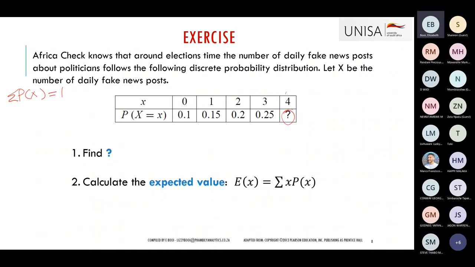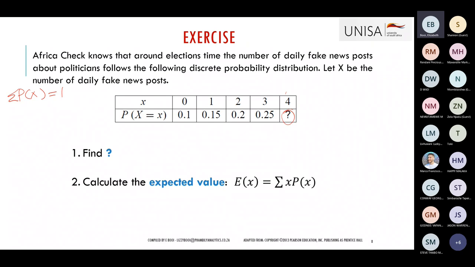So here we have: Africa Check knows that at election time, the number of daily fake news posts about politicians follows a discrete probability distribution. Let X be the number of daily fake news posts. Here we are given the outcomes: they can be 0, which is no fake news, exactly one daily fake news post, 2, 3, or 4, and their corresponding probabilities, but we don't have the probability for 4. So we can calculate the probability for 4.